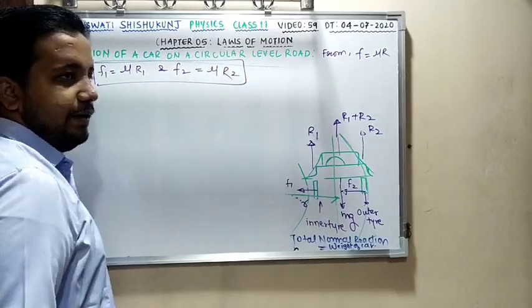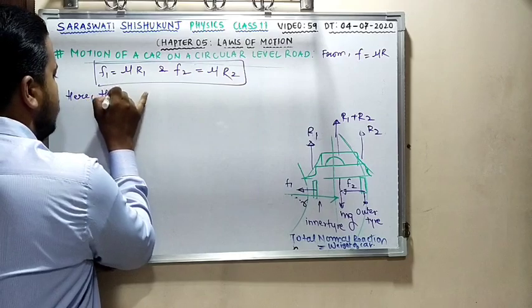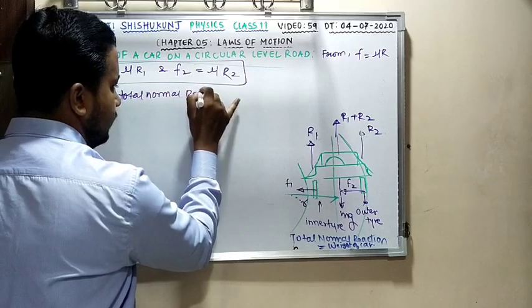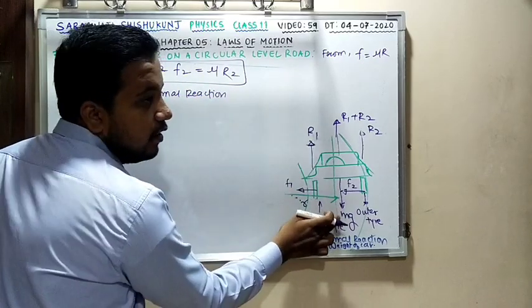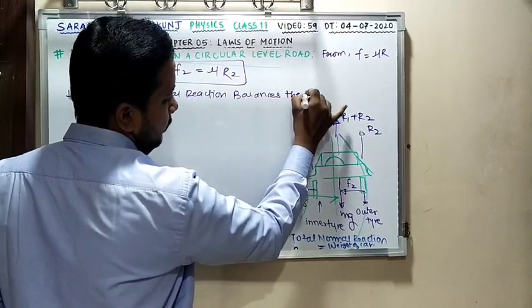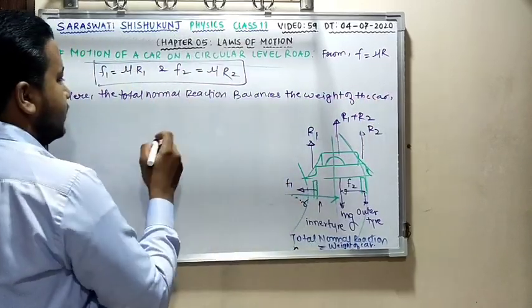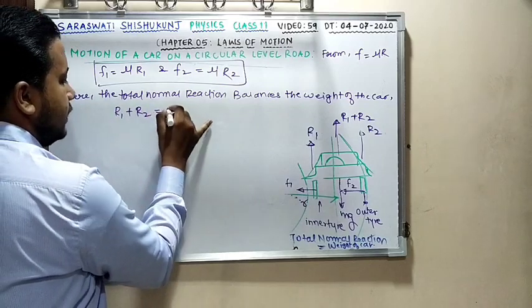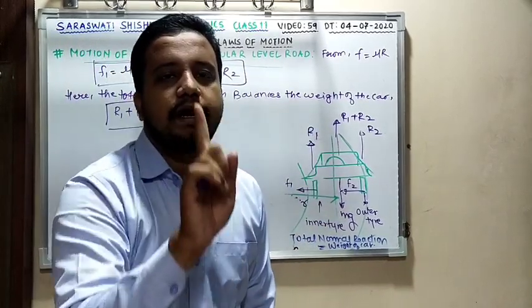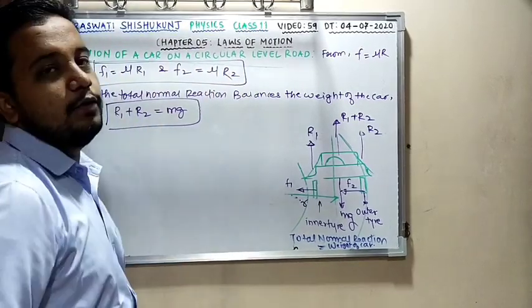Clear perfectly? Fine. If I want to find the total normal reaction, what is the total normal reaction? It balances the weight of the car. So I can conclude one thing over here: R1 plus R2 is equal to mg, because R1 and R2 are acting upwards and mg is acting downwards. Both are balancing each other.